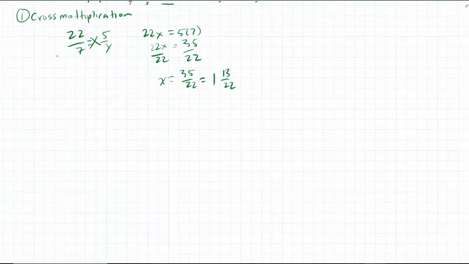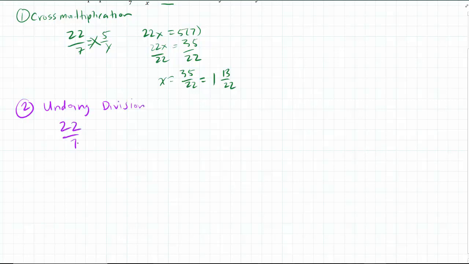It's different colors. So the second method is going to be, I guess we could use the undoing division. Okay, so let me just reset it up. Okay, so I really want to undo the divided by x, right? Because remember, this fraction just means 5 divided by x. To undo that, I'm going to multiply by x.